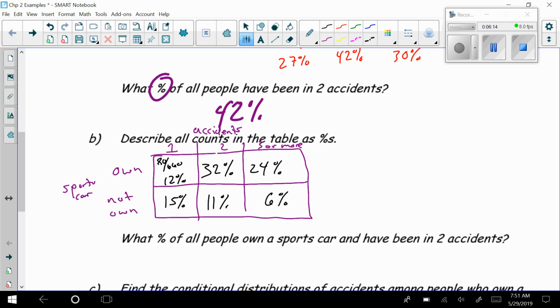Okay, and ideally these would all add up to 100%. Now again, there might be a small rounding error, but I should be close. Okay, I should be very, very close.